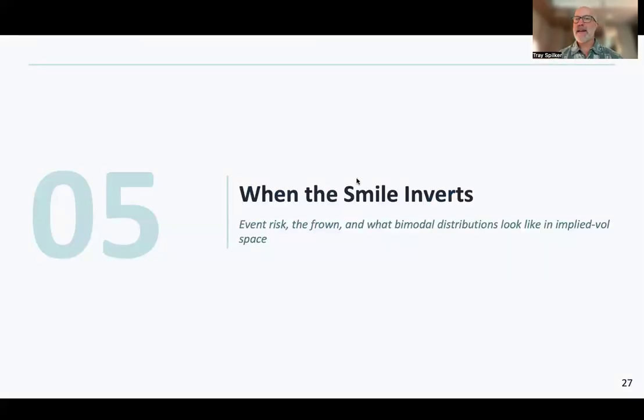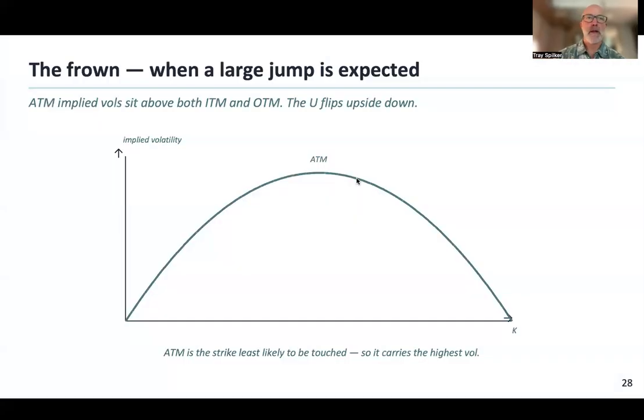All right. In this final section, we'll talk about when the smile frowns. This essentially happens when they believe a binary event is coming and the outcome is going to push the price either way up or way down. So the smile flips upside down. Okay.